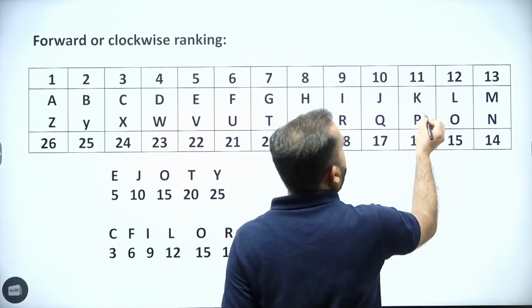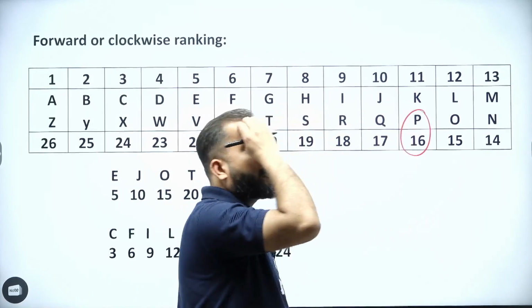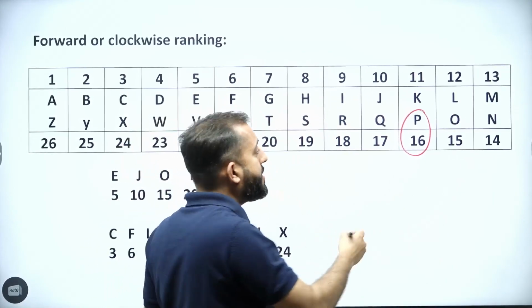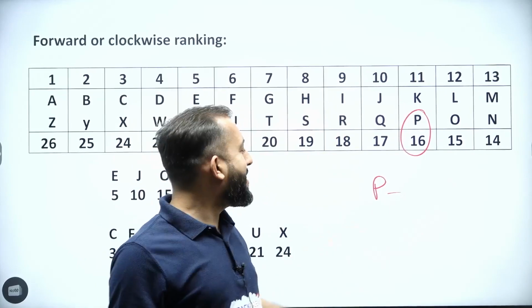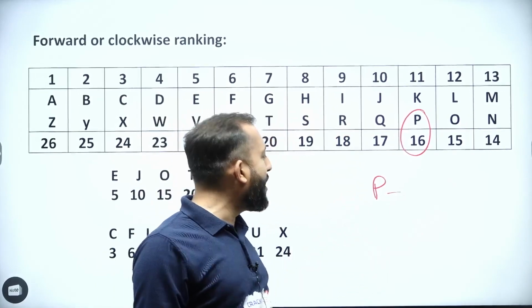What about P? The rank of P is 16. Now this is a bit weird. See, I hope you have heard a Bollywood song.